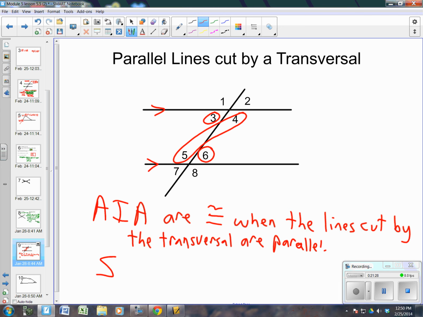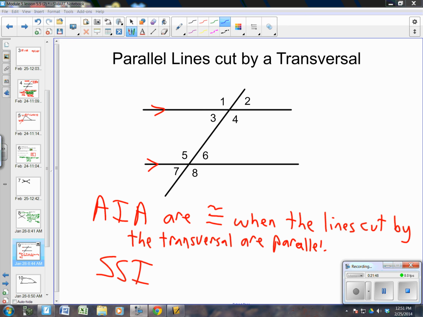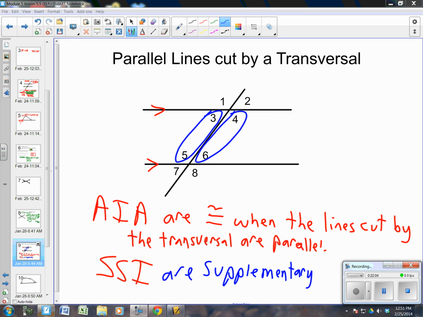What do you think about same side interior? We usually don't abbreviate them as SSI, but I'm going to. Same side interior angles. What do you think? What's the pair of same side interior angles? Okay, so we just learned that angles 3 and 5, same side interior, or angles 4 and 6 are going to be supplementary. Same side interior angles are supplementary. Under what condition? When lines are parallel. Okay?